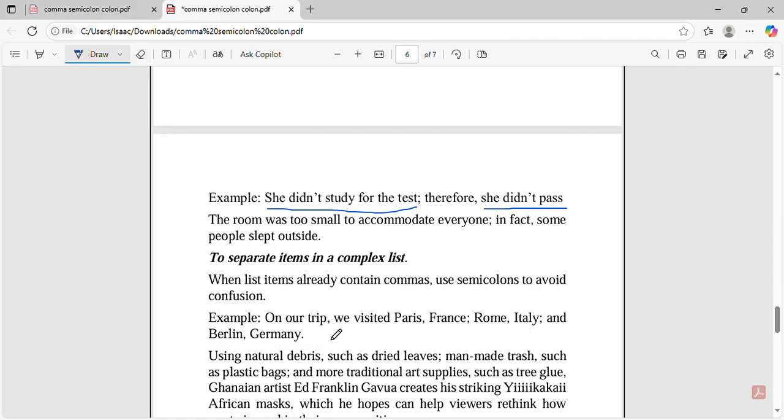on our trip, we visited Paris, France; Rome, Italy; and Berlin, Germany. So you're using the semicolons to separate one country from another country, while you're using the commas to separate a city from the country of that city.